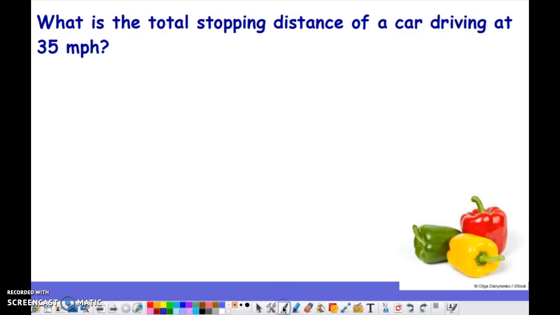So again, we first have to think about that distance we are going to go in just our reaction time, where we switch from the gas to the brake. And conservatively, we say that that is always equal to whatever our speed is. So our reaction distance is just going to be 35 feet.